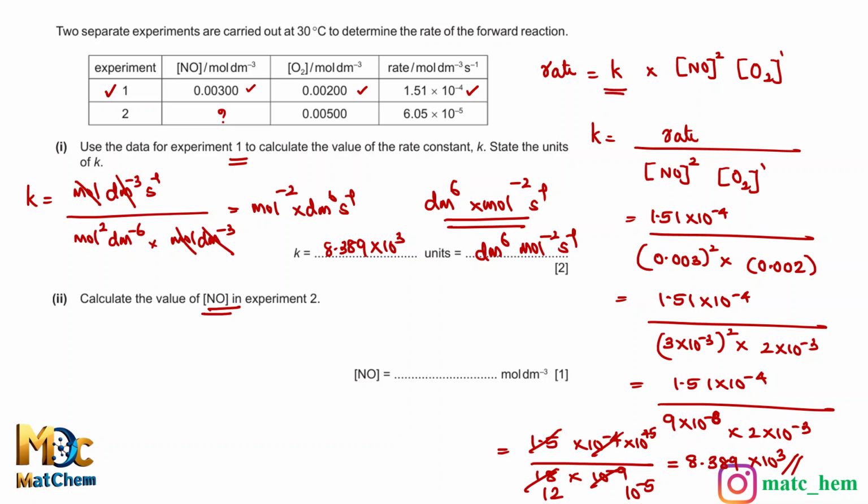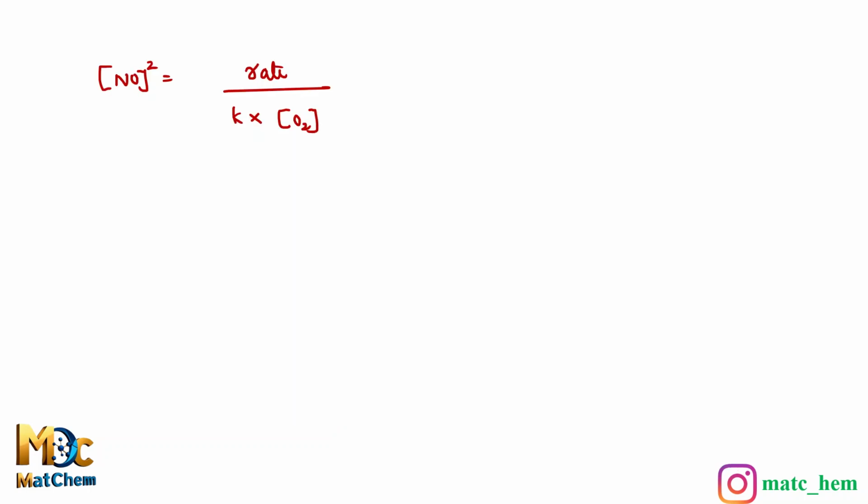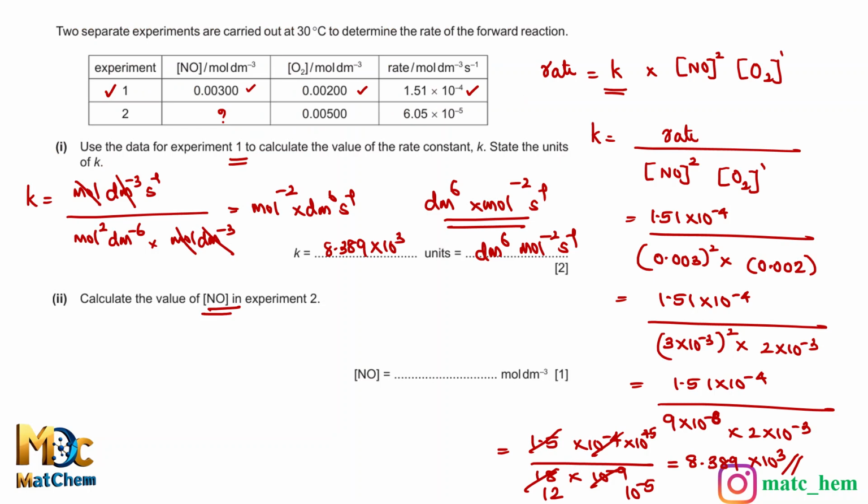We need to calculate the concentration of NO. So the concentration of NO, the square, will be equal to what? From the equation we can write rate divided by rate constant into concentration of oxygen. So here you can understand the second case rate is given by 6.05 into 10 raised to minus 5, divided by, we calculated the value of rate constant as 8.389 into 10 raised to 3.